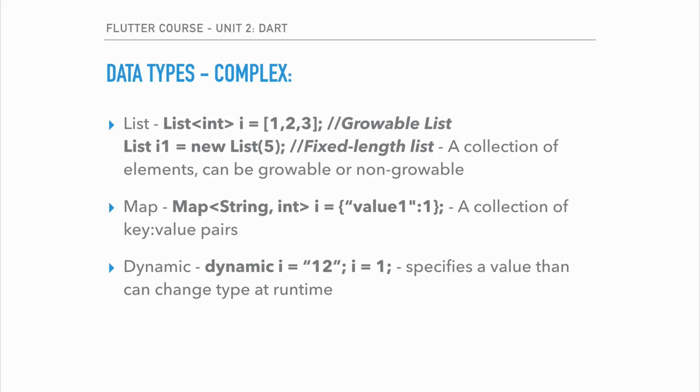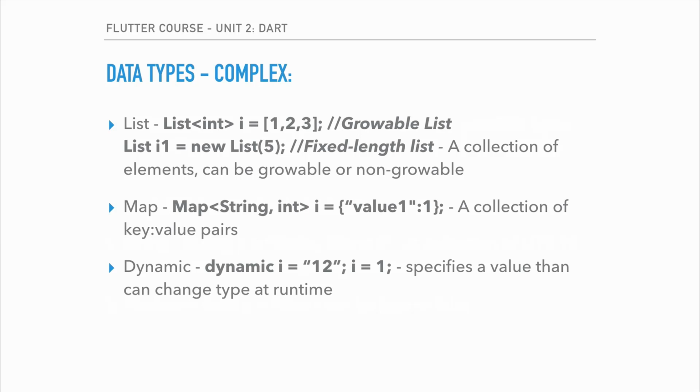So a map, we can see here, I wrote the definition: a collection of key value pairs. So yeah, it's pretty simple stuff. It's just a collection of key value pairs. So in this case, we have map string integer. So the key is going to be a string, and the value is going to be an integer.